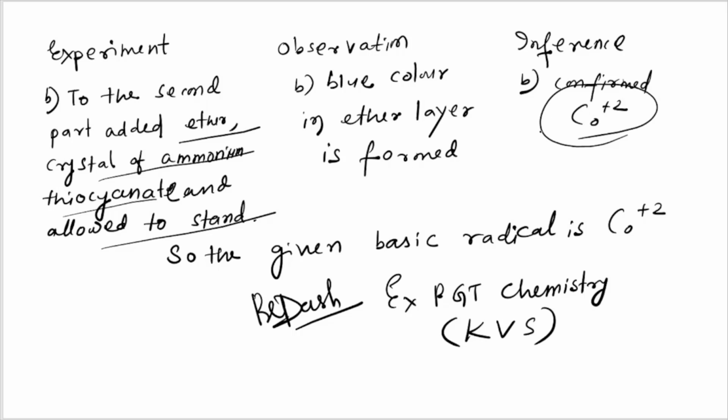That means here we have to do 3 tests: physical test, dry test. The dry test is only a guessing test. You can guess it may be Co+2. And after that, the general group test, which shows which group is present. There is one, the 0 group. After that there are also 6 groups, and you find here the 4th group is present. In the 4th group, what are the radicals? Co+2, Mn+2, Zn+2. When you do the confirmatory test for Co+2, it is proved that the basic radical given to you is Co+2. I hope it is clear to you.